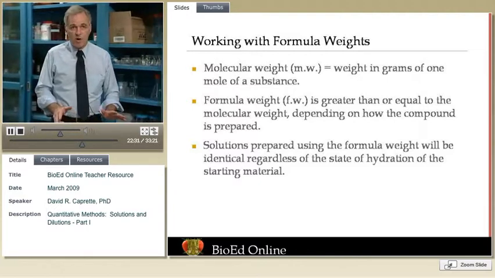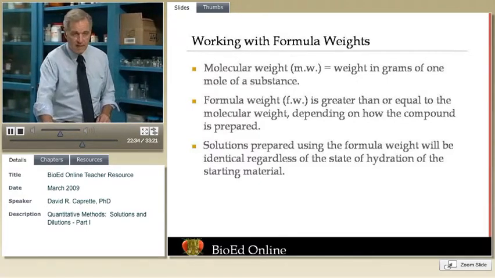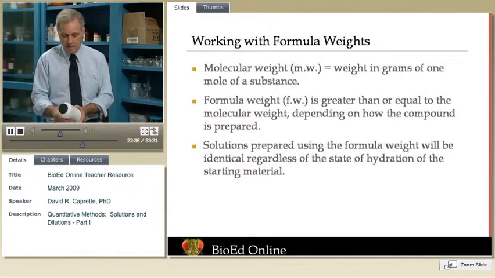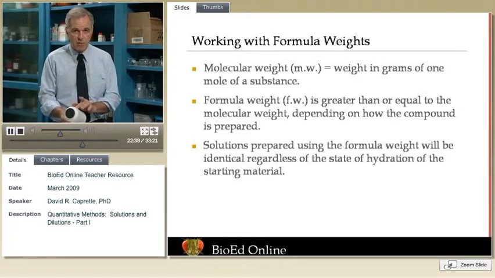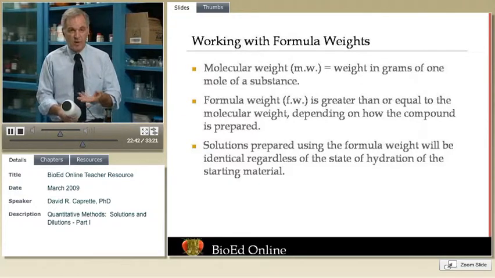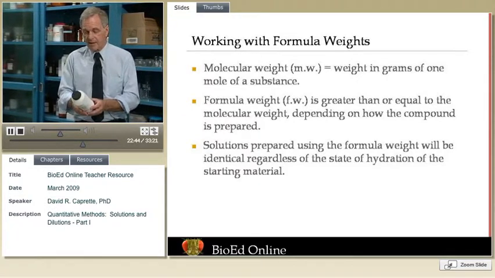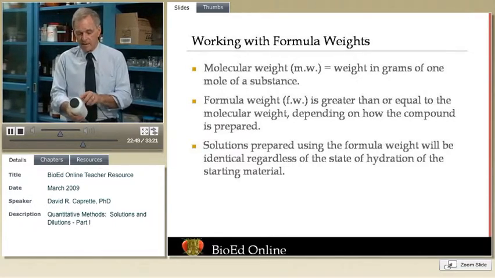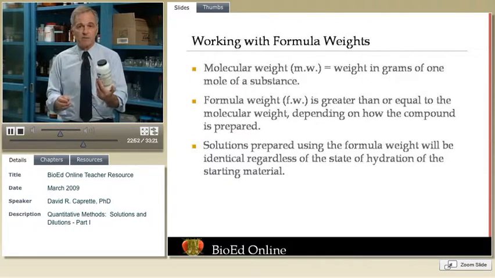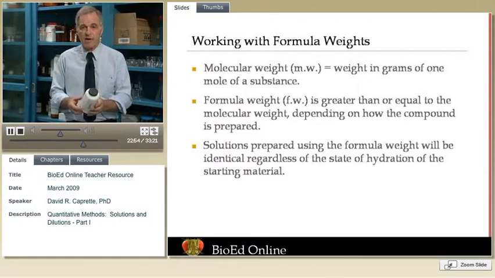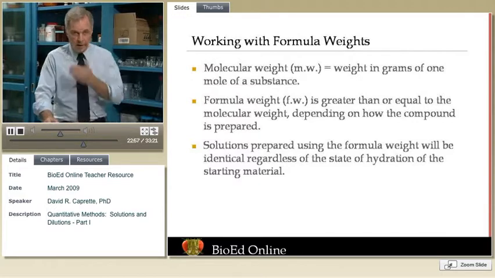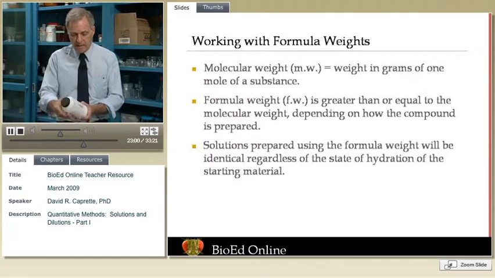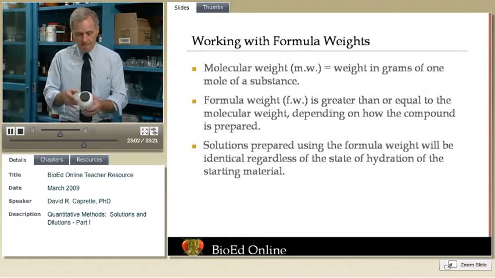Let me talk a little bit more about formula weights, because you're going to be reading weights off of chemical bottles, and you're going to need to calculate an amount to weigh out. And the very same chemical can have a different formula weight depending on how it's prepared and how it's purchased. On the other hand, the molecular weight of, for example, calcium chloride is the same no matter how it's provided. The difference between formula weight and molecular weight can come from a couple of different reasons. One reason is that some compounds come hydrated.